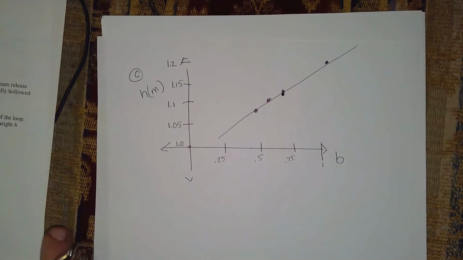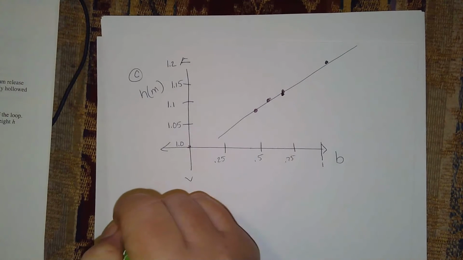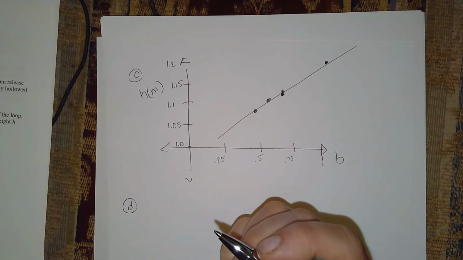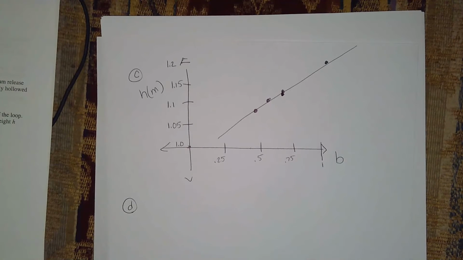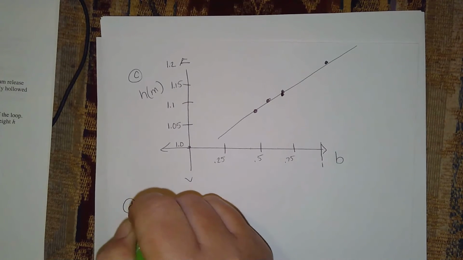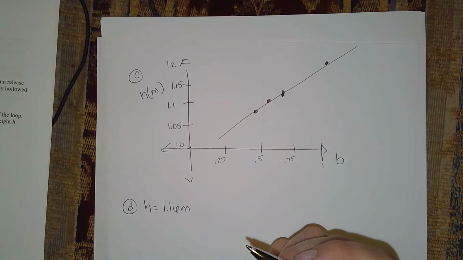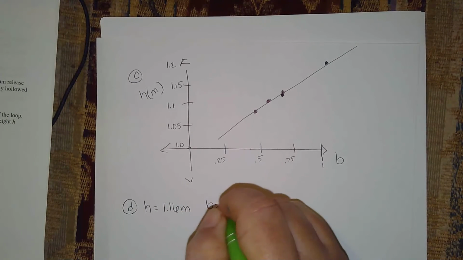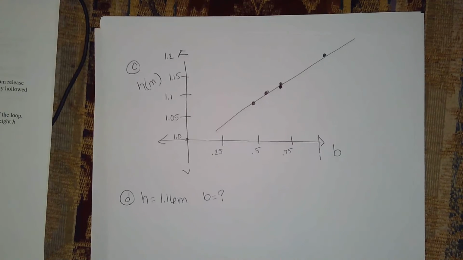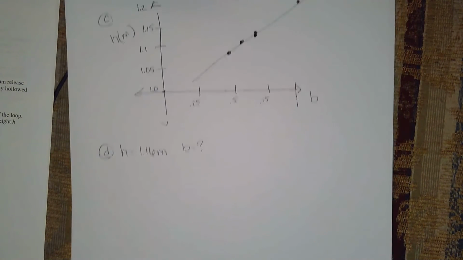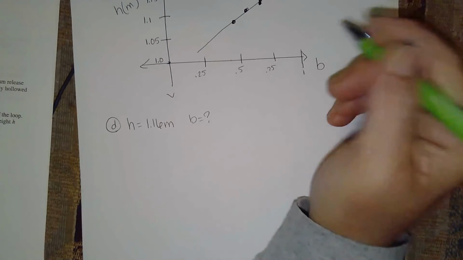Okay, now on D, it says the students repeat this experiment with the partially hollowed sphere and determine a minimum release height to be 1.16 meters. And they say, what is b for that? So they want a relationship between these two. Well, I did a graph. And anytime you do a graph, you probably need to do one of two things.